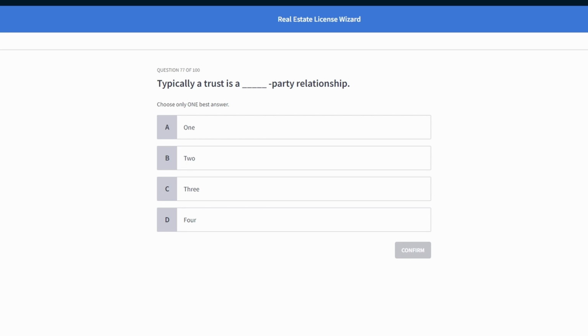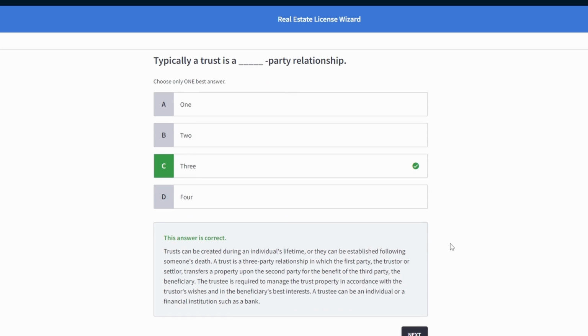Alrighty, so when we're talking about trusts, what do we need to know? Well, they are a 3. So letter C is our answer. C, 3. Trusts are typically created during an individual's lifetime, and they can be established following someone's death. It doesn't really matter there. But what does matter is they are a 3-party relationship in which the first party, the trustor or settlor, transfers a property under the second party for the benefit of the third party, the beneficiary.